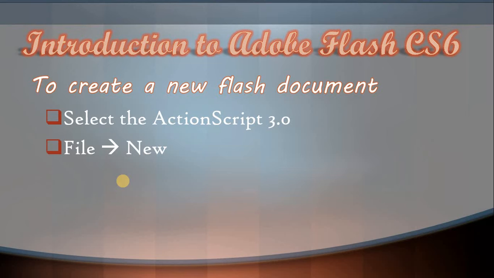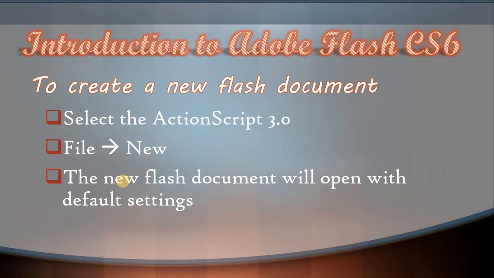And another way is by pressing the keys Ctrl+N. It will open the New Document dialog box. Here you need to select ActionScript 3.0 and click on OK. It will open a new Flash document with the default settings. We can change the default settings by using the Document Settings dialog box.